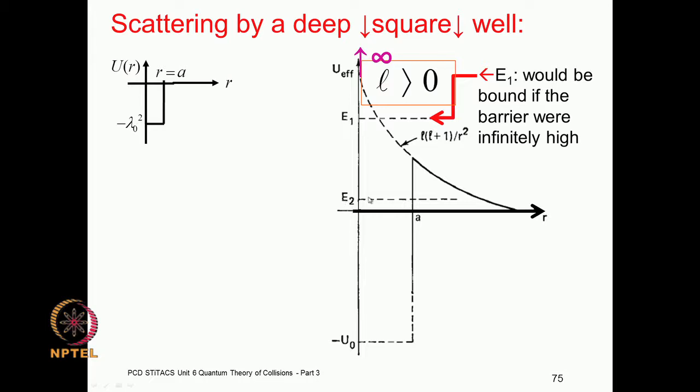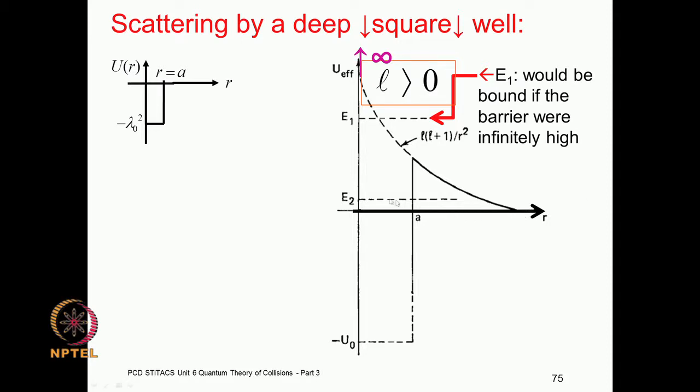What about this state? If the energy is E2, then it has the possibility of being bound in the inner well, but if it tunnels through this barrier region, so from here to here is the barrier region, right, then it could actually escape into the continuum with positive energy.